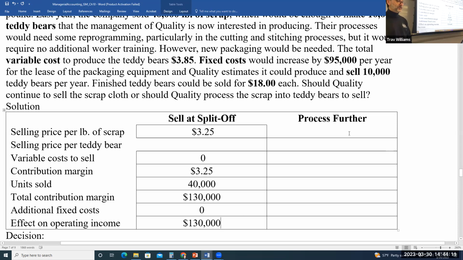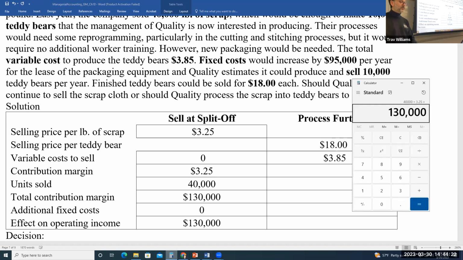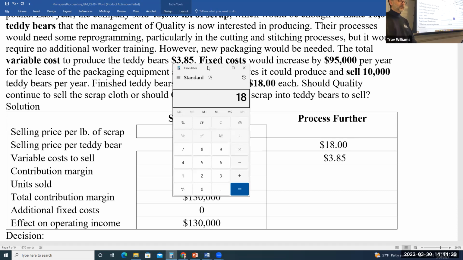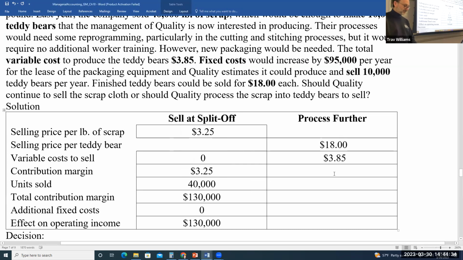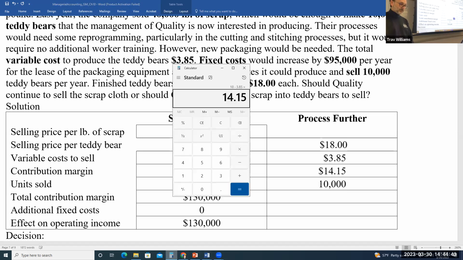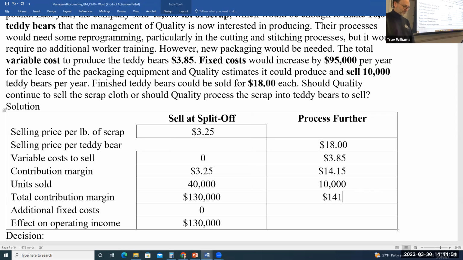On the other hand, if we do the teddy bears, it's $18 each. Our variable costs were $3.85 per bear. So how do we get our contribution margin per bear? Sales price minus variable cost, right? So $14.15 of contribution margin. We could sell 10,000 bears. So that makes $141,500. That's looking pretty good so far.